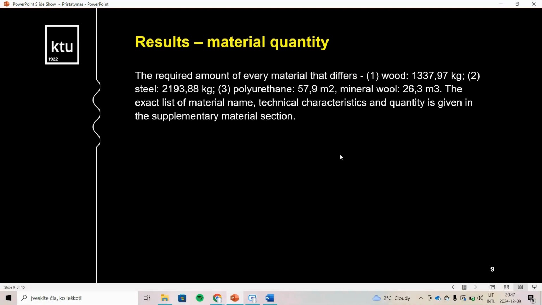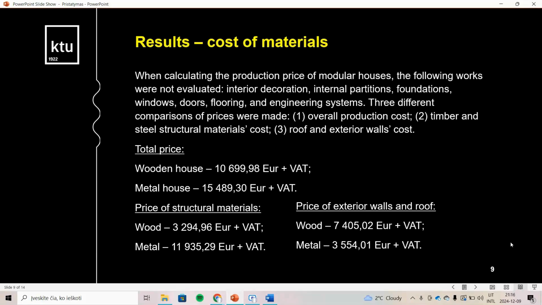Wood 1,337 kilograms, steel 2,193 kilograms, polyurethane 57 square meters, mineral wool 26 cubic meters. The exact list of material name, technical characteristics, and quantity is given in the supplementary materials section. Cost of materials. When calculating the production price of modular houses, the following works were not evaluated: interior decoration, internal partitions, foundations, windows, doors, flooring, and engineering systems.